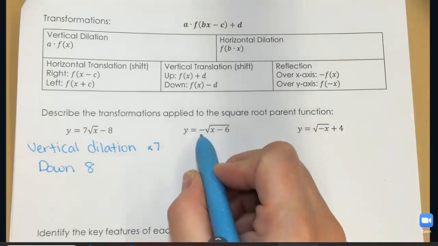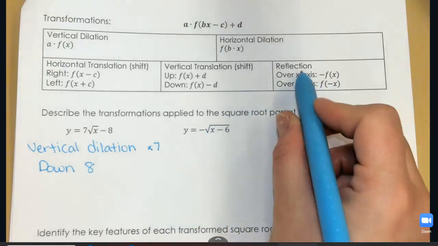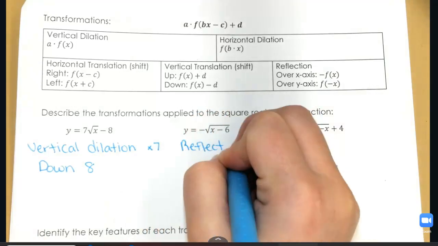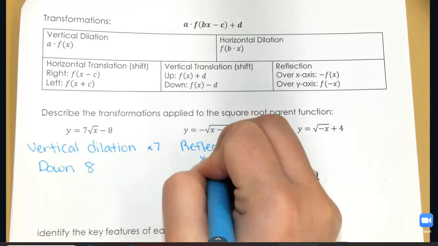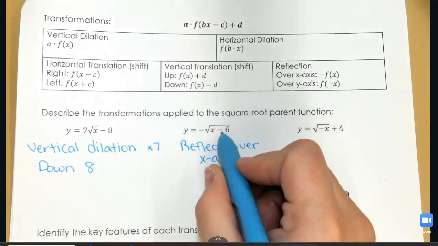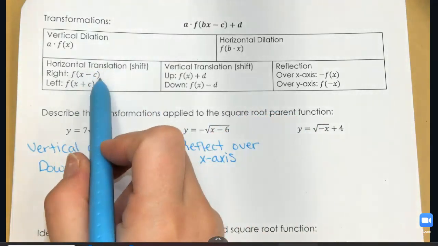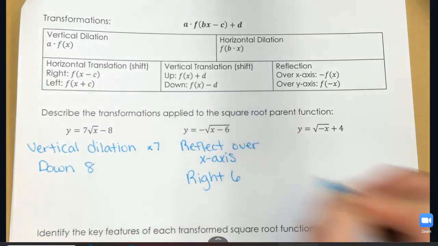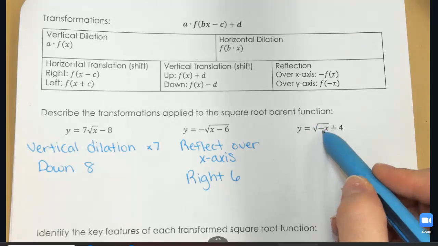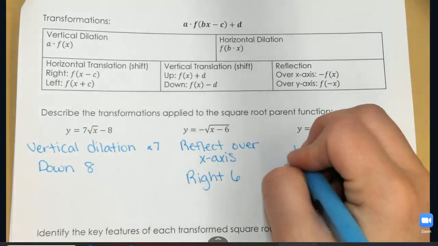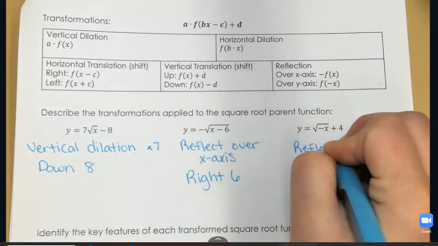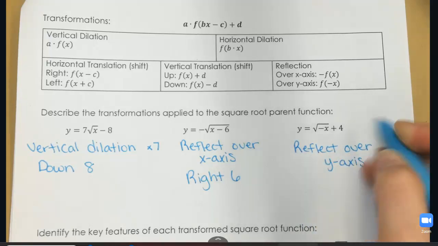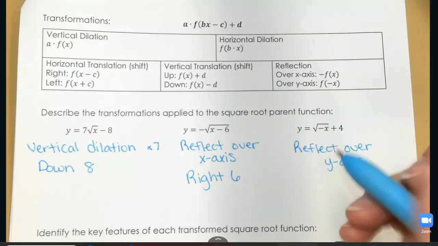On the next one, I have a negative on the outside. That negative on the outside tells me it's a reflection over the x-axis. And then the minus 6 on the inside tells me that this is a horizontal shift to the right. And then the last one, the negative on the inside, tells me that we are reflecting over the y-axis. And then the plus 4 on the outside tells me that we are going up 4.